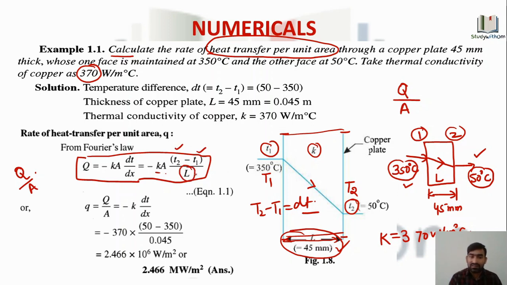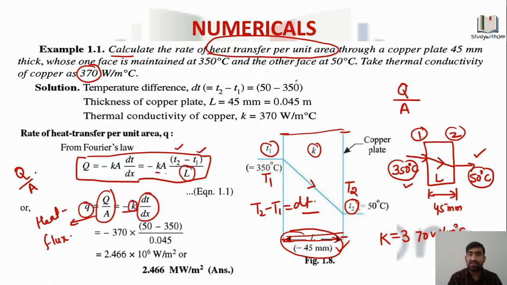So we convert length into SI unit, that is in meter. This Q upon A is the required output which the question is asking, and this Q upon A is also called heat flux. Here it is called heat flux, that is smaller q. So smaller q may also be calculated as minus K dT upon dx.